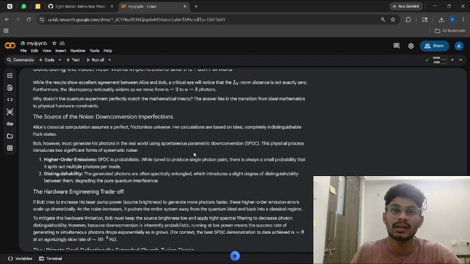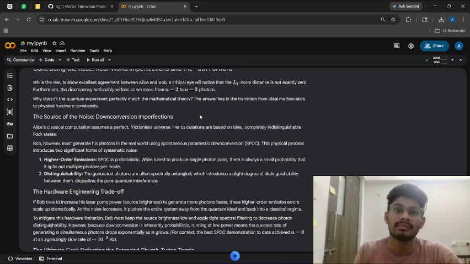This leads to a very important hardware trade-off. If Bob increases the pump power, then he can generate photons more often, which improves the coincidence count rate and makes data collection faster. But increasing pump power also increases higher order emission, so the source becomes noisier and the output statistics are pushed away from the ideal quantum distribution and toward a more classical looking regime. That is exactly what figure 5 in the paper shows.